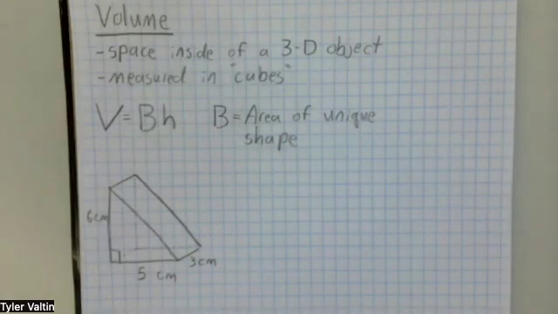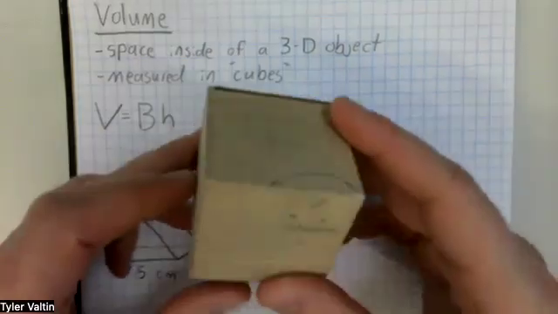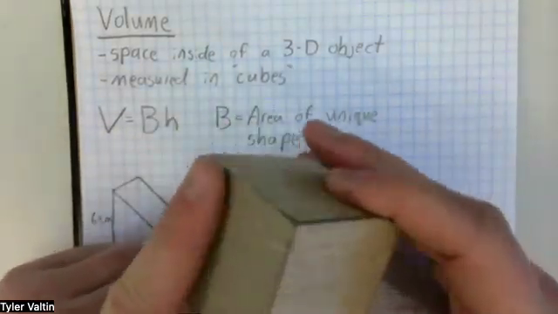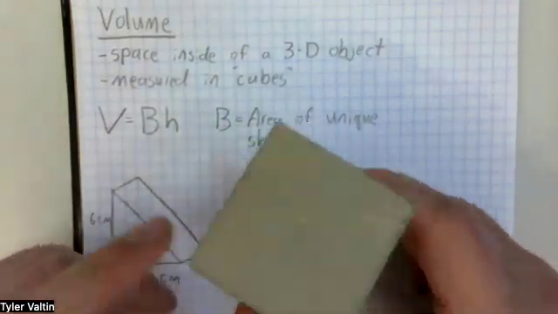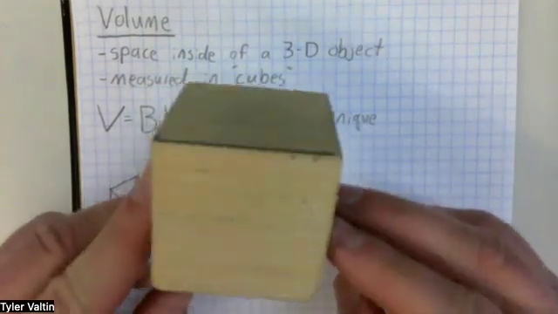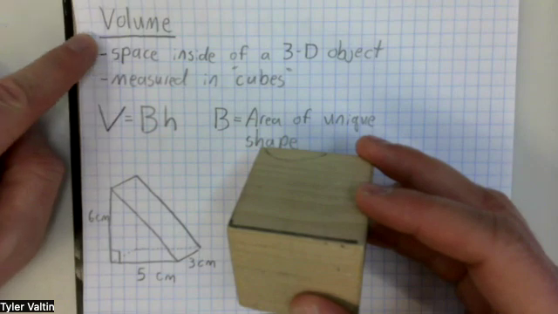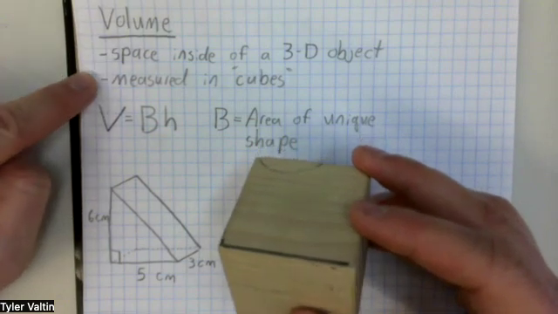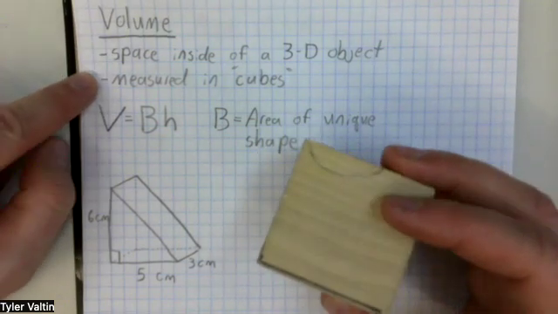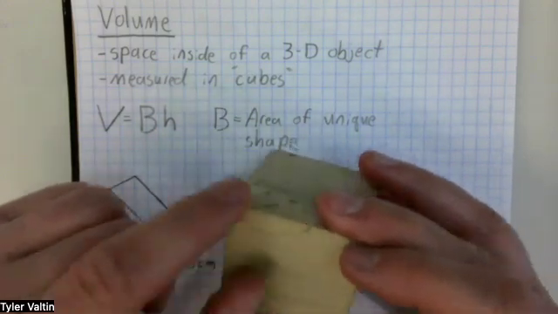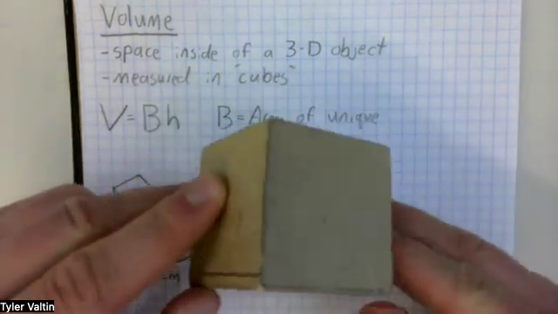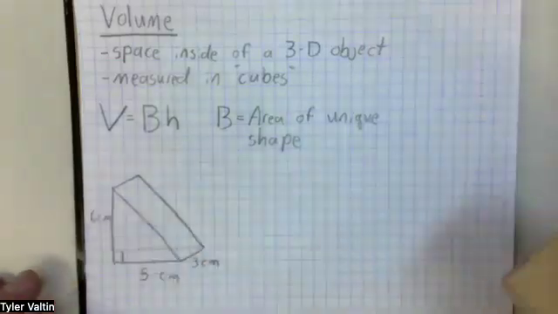Hey everyone, today we're going to talk about volume of three-dimensional objects. So far, we've been talking about the outside of these three-dimensional objects, and now we're going to be talking about what's inside. The space inside these objects is called volume, and we're going to be measuring volume in cubes. You can think of it like how many little cubes we can fit inside of our object here.